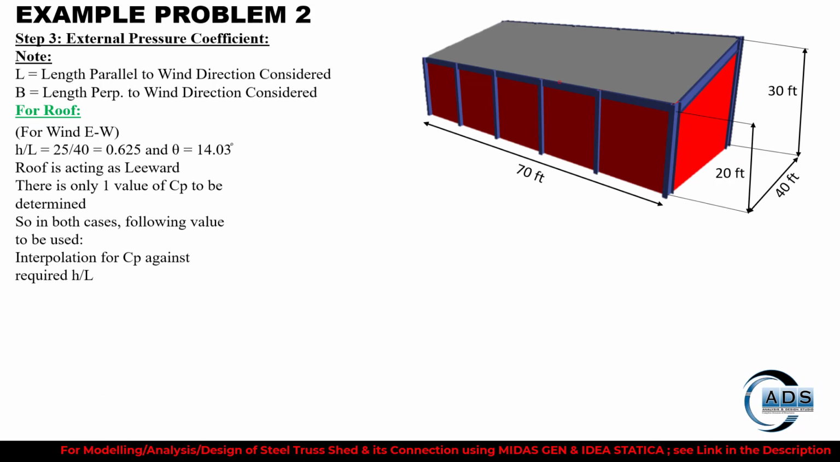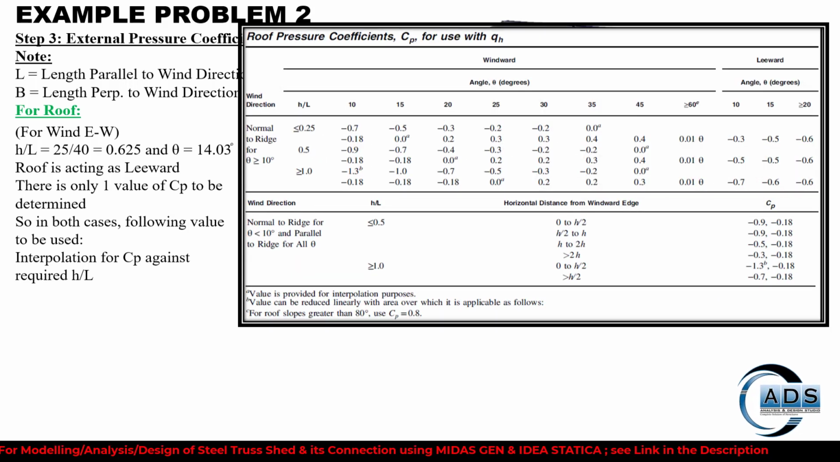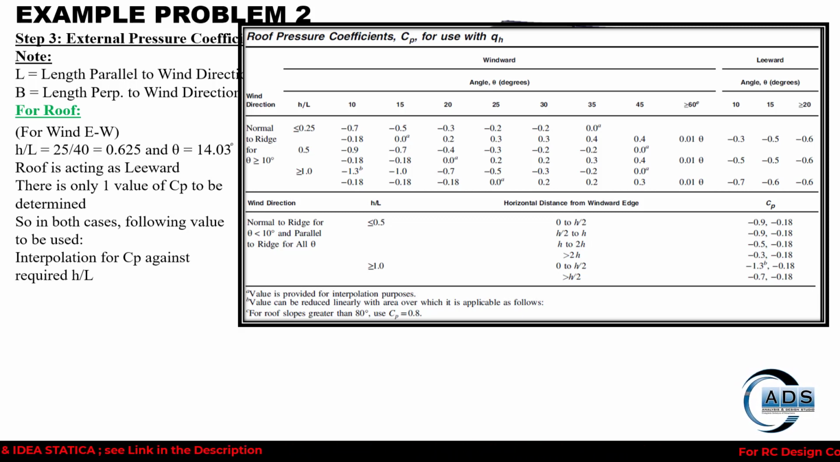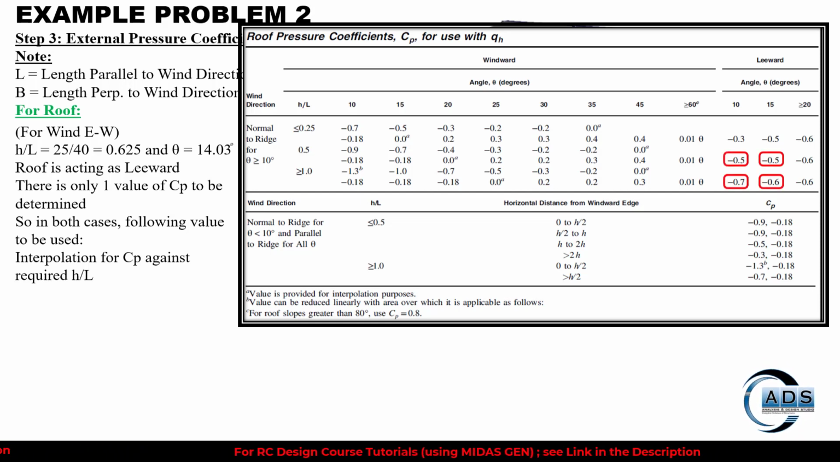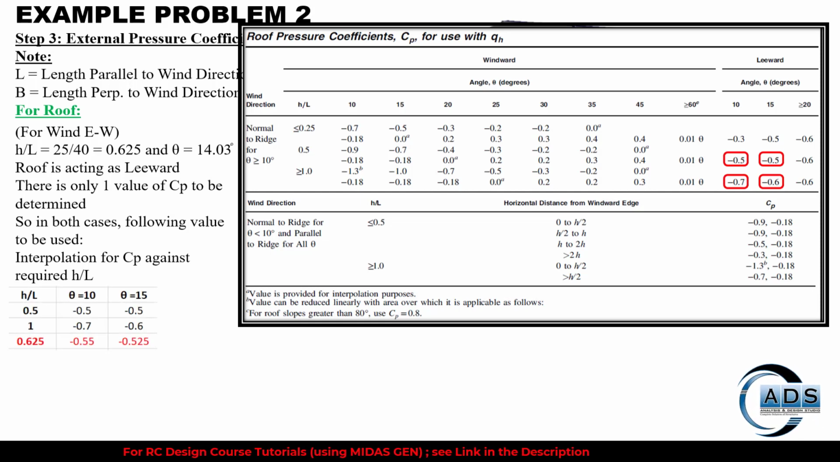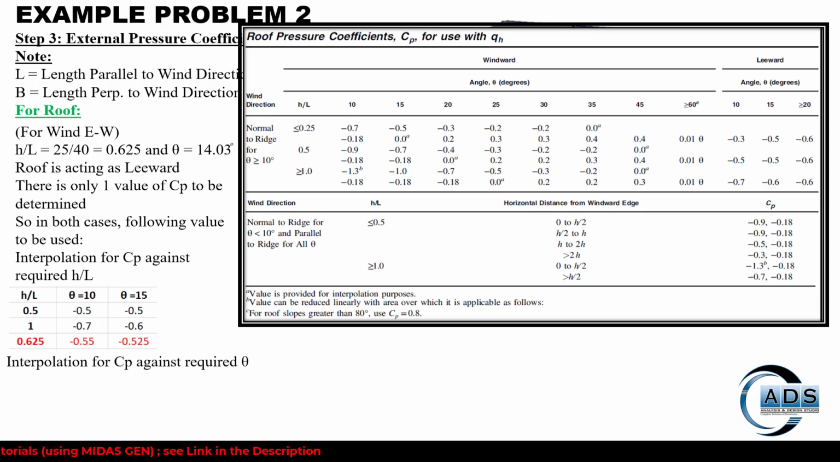Now for the wind direction east to west, the H over L value and theta remain the same, but now the roof is acting as a leeward roof. We can see that in the leeward section there is only one CP value. So in both cases we'll use this value, but interpolation is required here. In a similar fashion, after interpolation we will get these values.